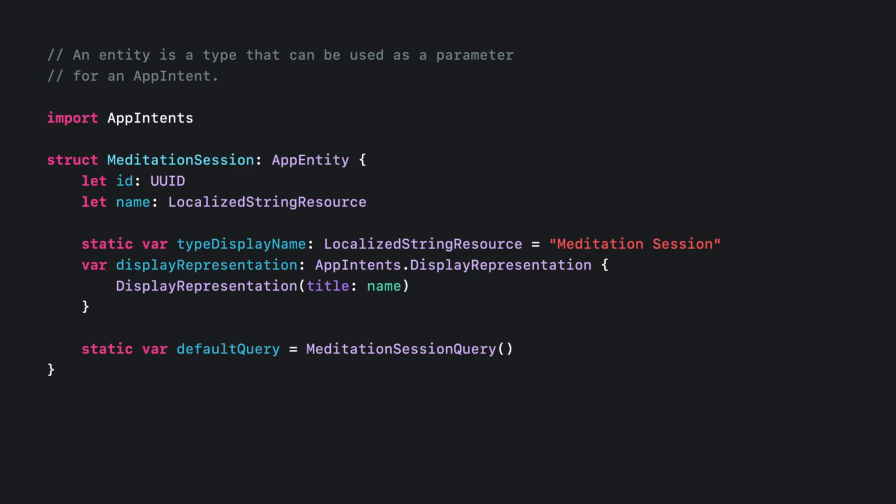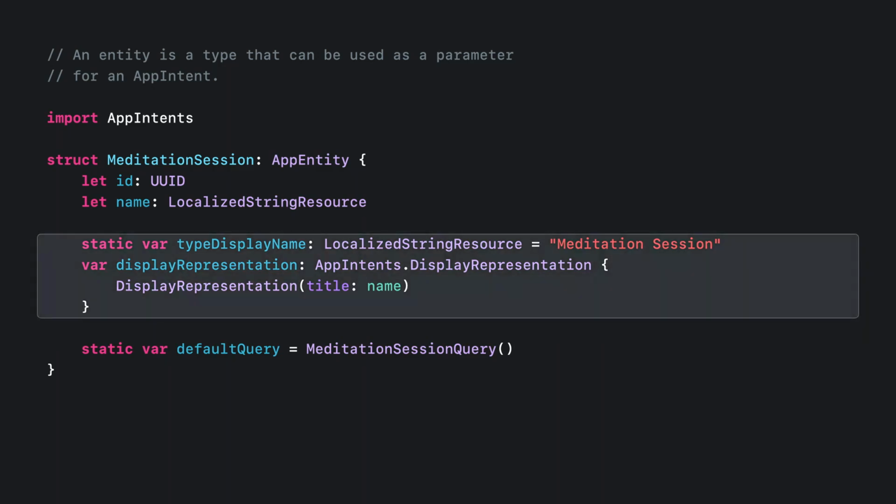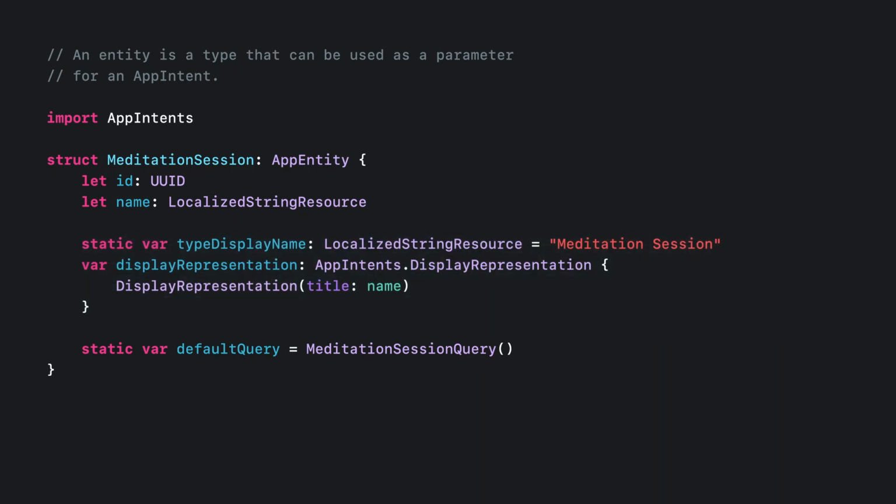I also need to provide some information on how to display my entity. This will be used in the Shortcuts app and other places where my entity is shown. Finally, I'll need to wire up a default query. I'll call my query the meditation session query, and I'll implement it next.